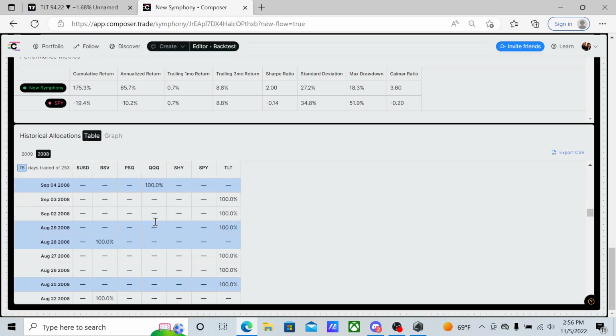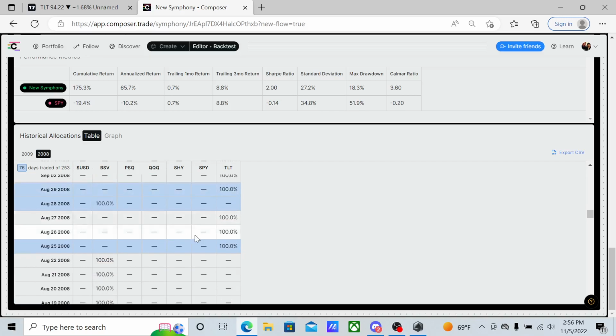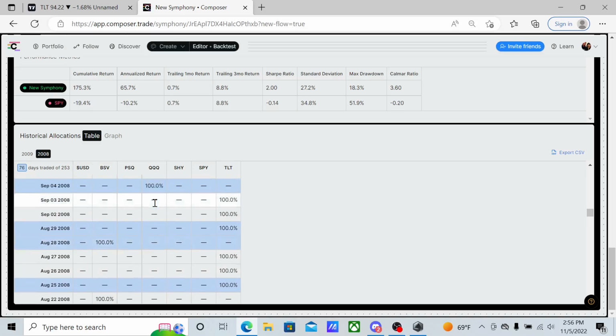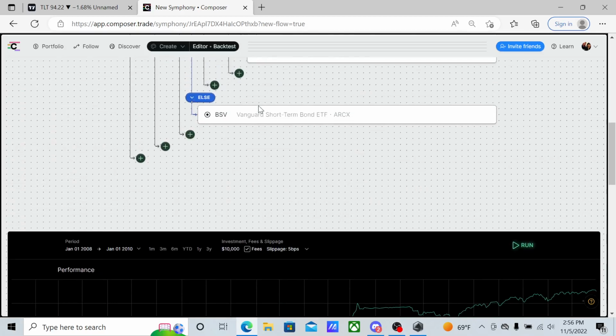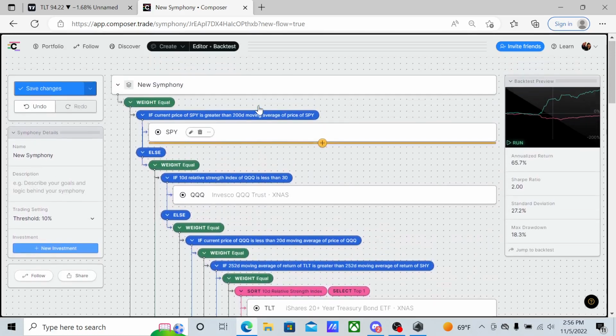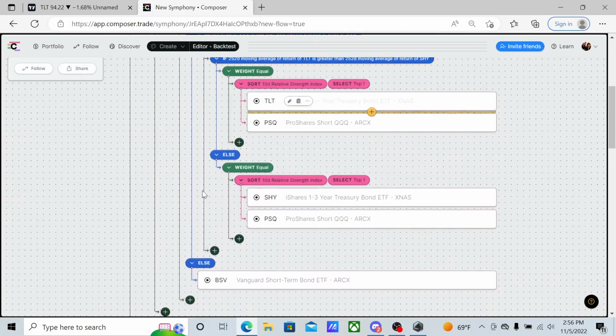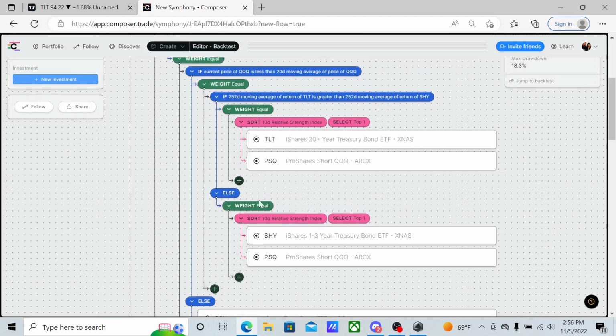Here we go. So here's where we're starting to see some chop in the market. So TLT, and then it goes over to BSV and then shoots back over to TLT. I think that might be due to the fact that BSV is sort of our cash position here, and then our shorting is between TLT and SHI. Okay, so let me look at that.